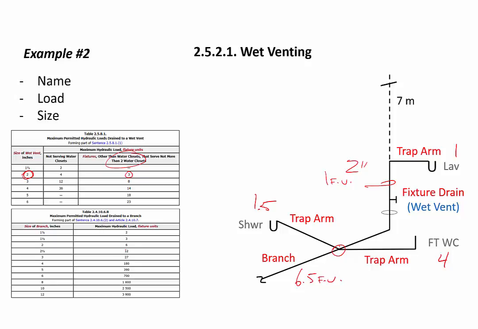Branch table again says, you know, you could be as small as 2.5 inch, but obviously with the 3-inch water closet upstream, no reduction in size says we'd have to be minimum 3-inch for the branch as well. So 2-inch on the wet vent, 3-inch on the branch.